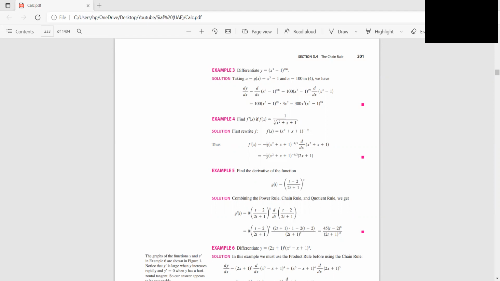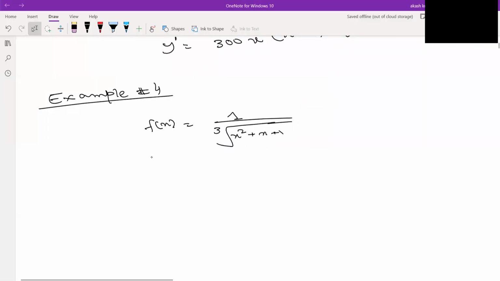f of x is equal to 1 divided by cube root of... I cannot see your screen. Yeah, sure. Okay. That was the question: f of x equals 1 divided by the cube root of x squared plus x plus 1.